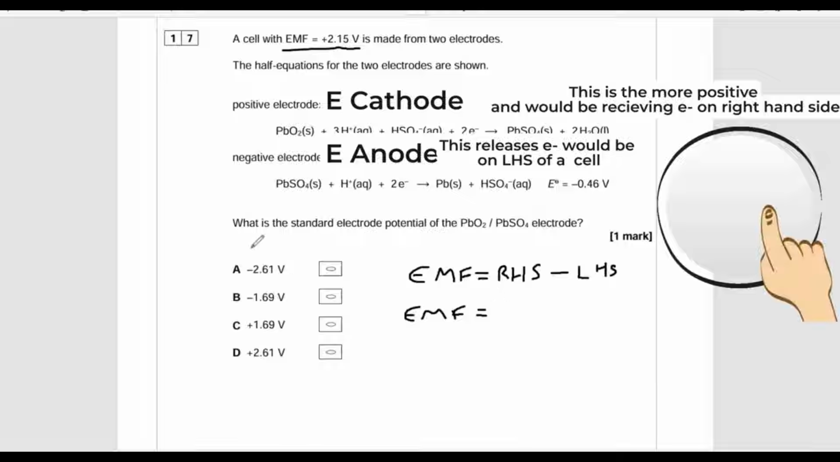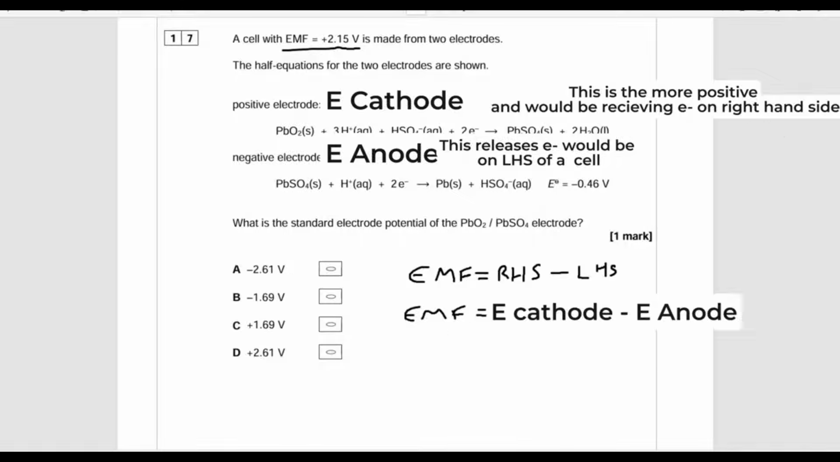Now, I always get myself jumbled up with these ones, but basically the EMF is going to be equal to the E cathode minus the E anode. Basically, what would go on the right-hand side of your electrochemical cell minus the left-hand side, which is normally the more negative electrode potential, the one that's releasing electrons or being oxidized, is normally on the left.